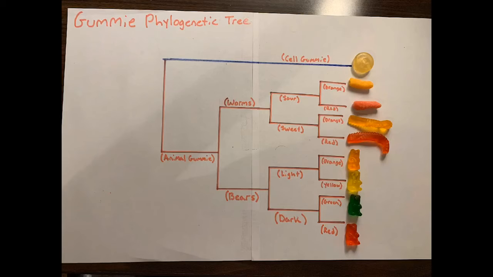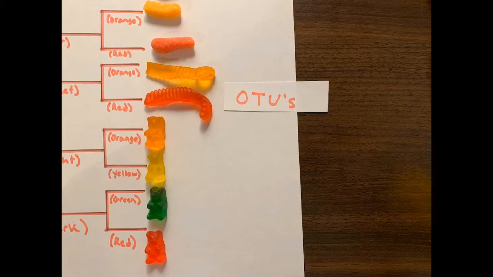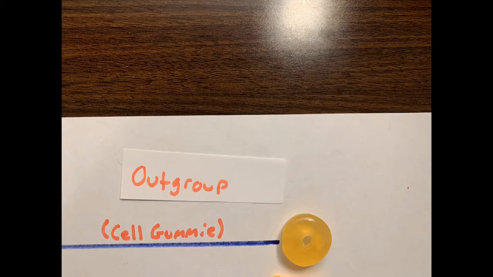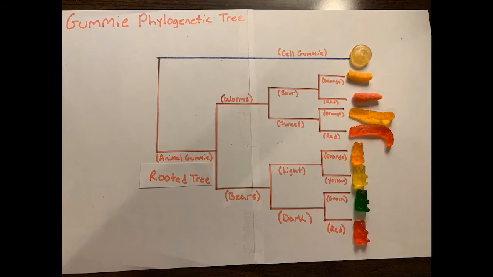Today we'll be looking at phylogenetic trees, specifically using an example with gummies. At the end of our lines in the tree are OTUs, or operational taxonomic units. These OTUs all diverged from the outgroup, which is the normal colored cell gummy, and will be the reference point for the OTUs. Since we can compare the outgroup to the OTUs, this makes this a rooted tree.